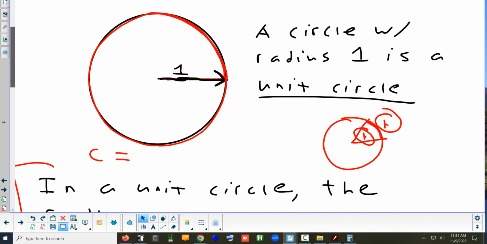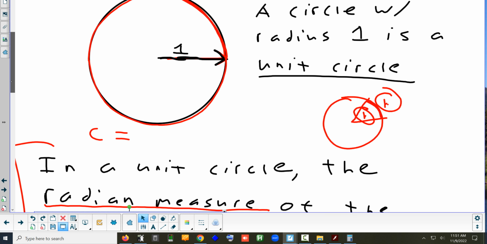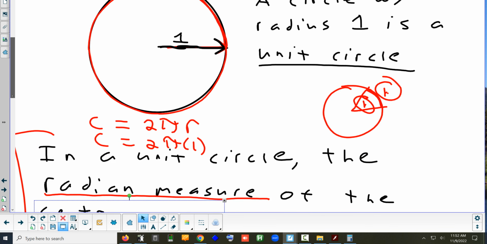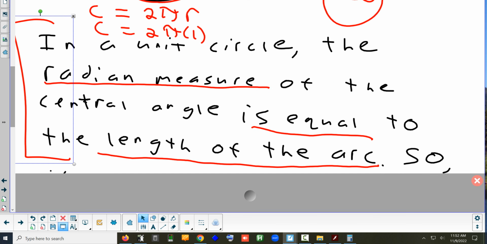So what's my formula for circumference? Is that the pi r squared? No. That's area. Right. 2 pi r. Now, what is the radius specifically in our circle? 1. So what is the circumference of our circle? 2 pi. So we just found the circumference of the unit circle. That's the length of the arc.